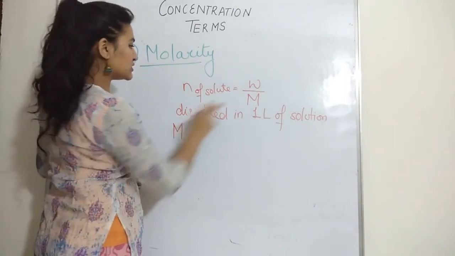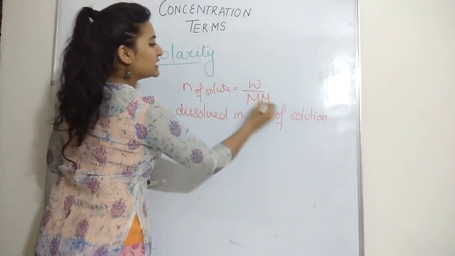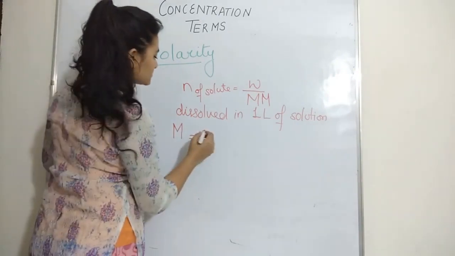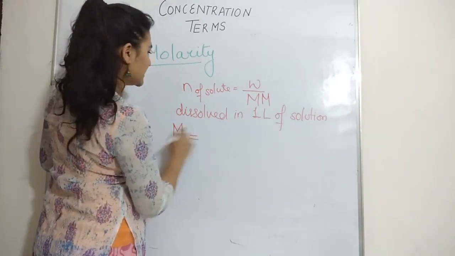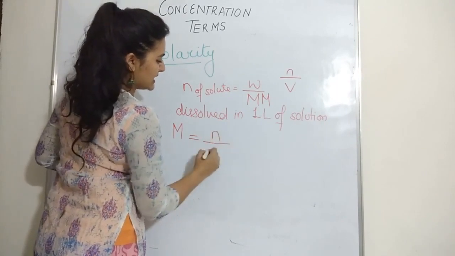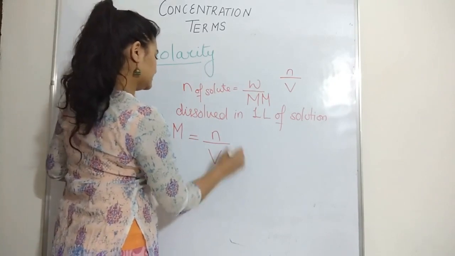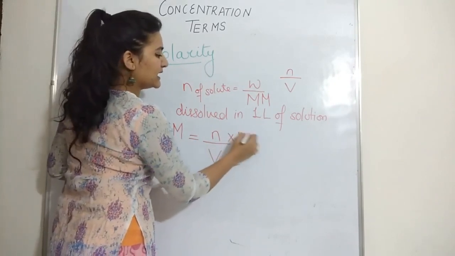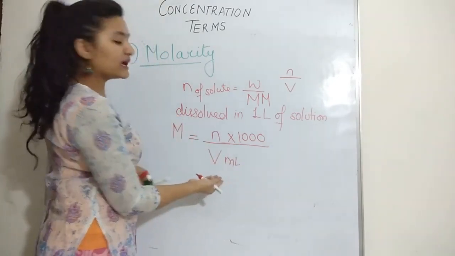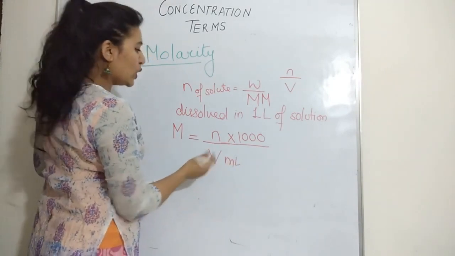Capital M equals to, now this capital M and this capital M is different. So I can write capital M, that is molar mass or molecular mass. So here we will write molarity equals to N upon V. If volume is in ml, then multiply this with 1000. You are basically dividing ml by 1000 to get it into liters.